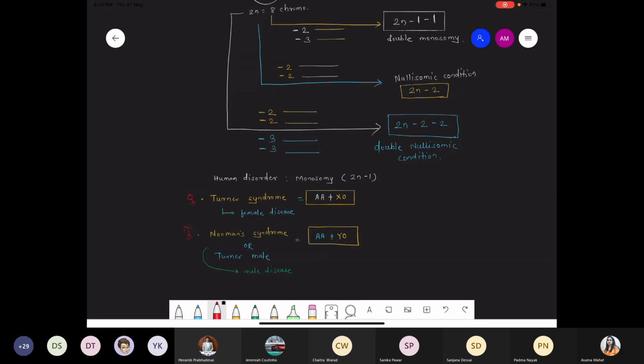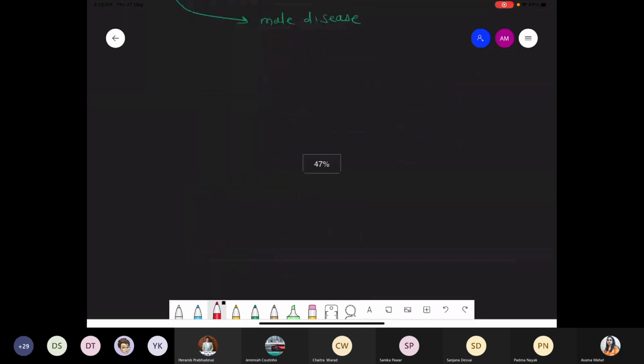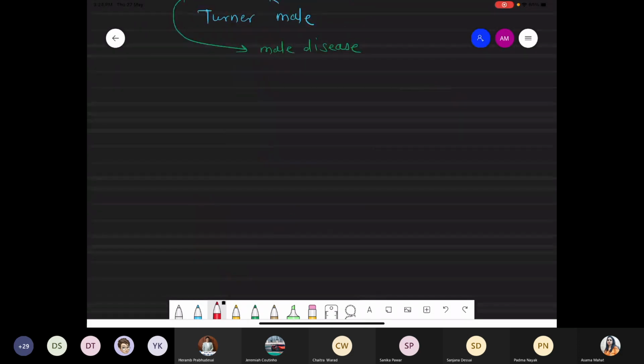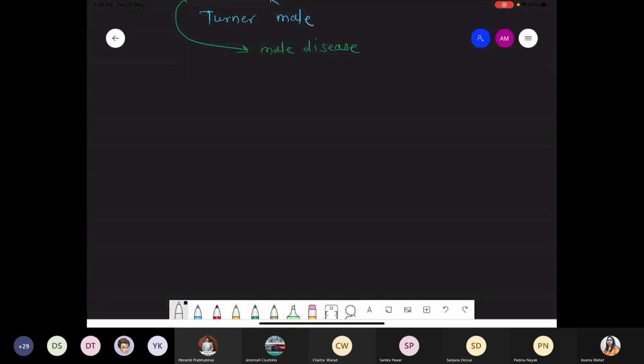Done? Chalo. So the last point: how aneuploidy is created. Just as we discussed, there is 2n plus 1 and 2n minus 1. So we are talking about how one or two chromosome copies get deleted or added. Quickly, we'll talk about how aneuploidy is created. Write down the title: last point, how such kind of aneuploidy is created.